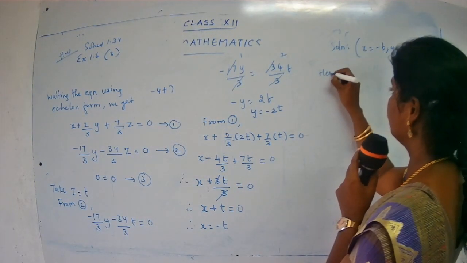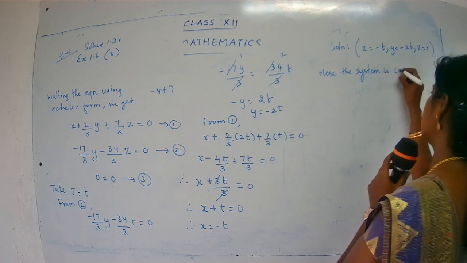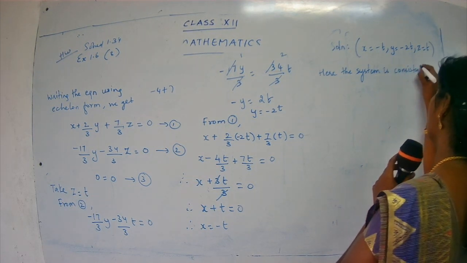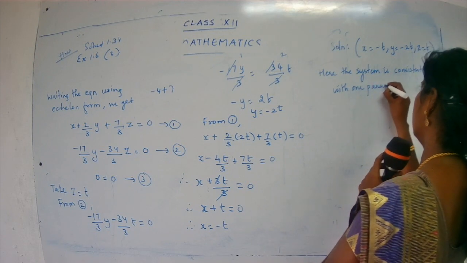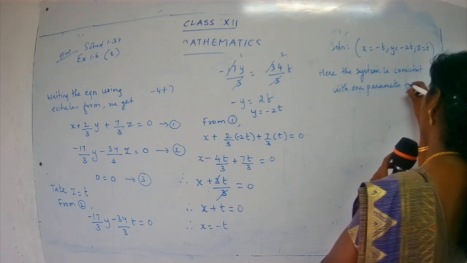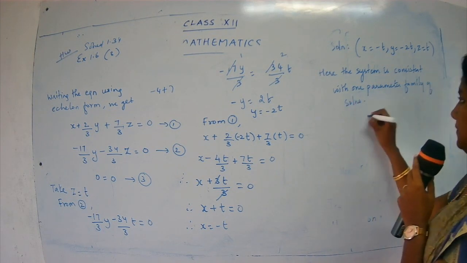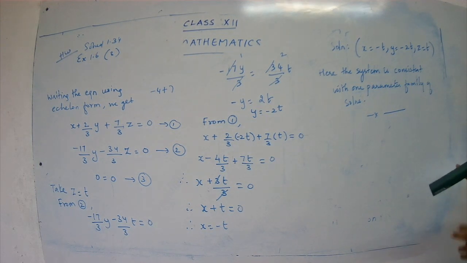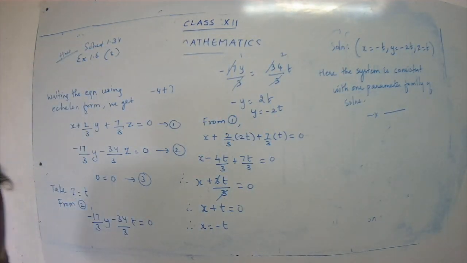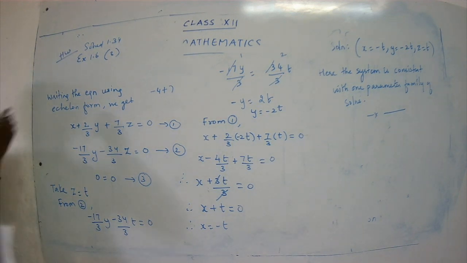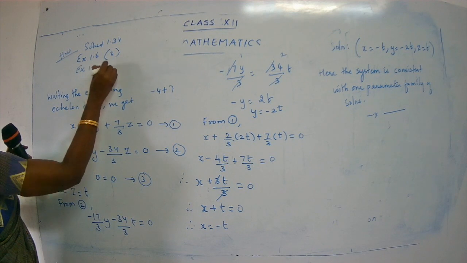Here the system is consistent with 1 parameter family of solutions. That's all. So with this we complete our sum number 1 from exercise 1.7. The second subpart will be homework. Exercise 1.7, second subpart. Question number 1, second subpart.